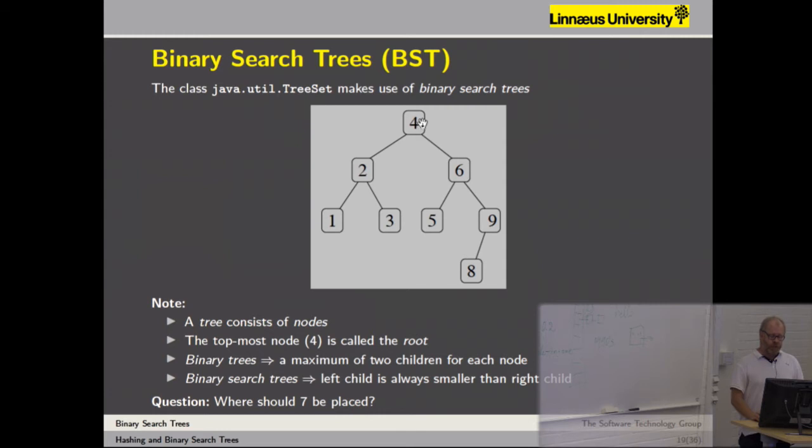It contains a number of nodes, and the topmost node here is called the root of the tree. The trees are growing downwards. Each node has two children, the left child and the right child. This is a binary tree since each node can have two children at the maximum. What makes it a binary search tree is this property: the left child is always smaller than the right child. If you take a look at all these nodes, they must always stick to this property. The parent is larger than the left child, but smaller than the right child.